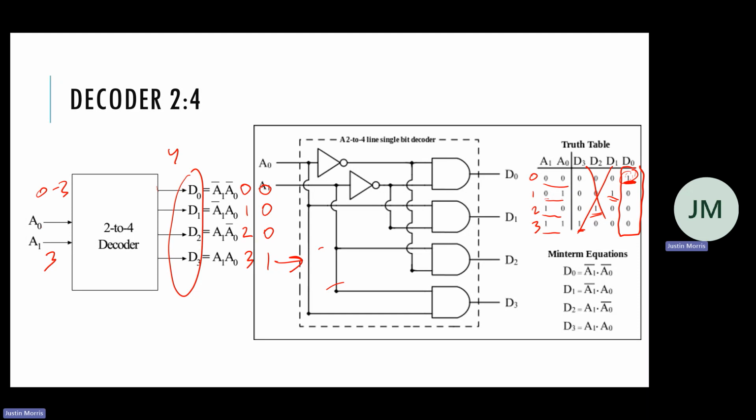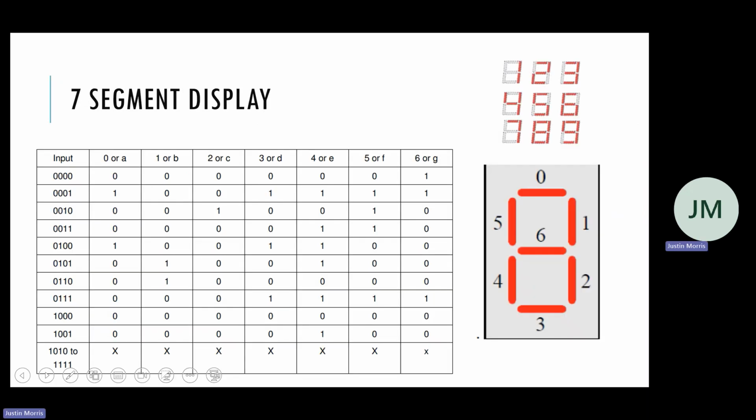And I'll show you what you're going to work on in your lab as well. This is basically a decoder. It's just not the simplest form of decoder. So what we have here is 7 segments. So 0, 1, 2, 3, 4, 5, 6. So 0 through 6. And if it's 0, it means it's on. If it's 1, it means it's off.